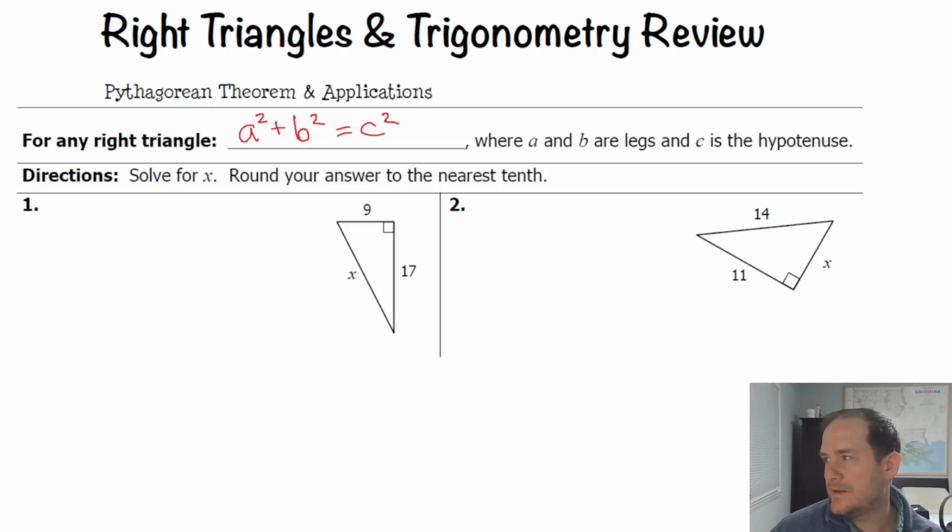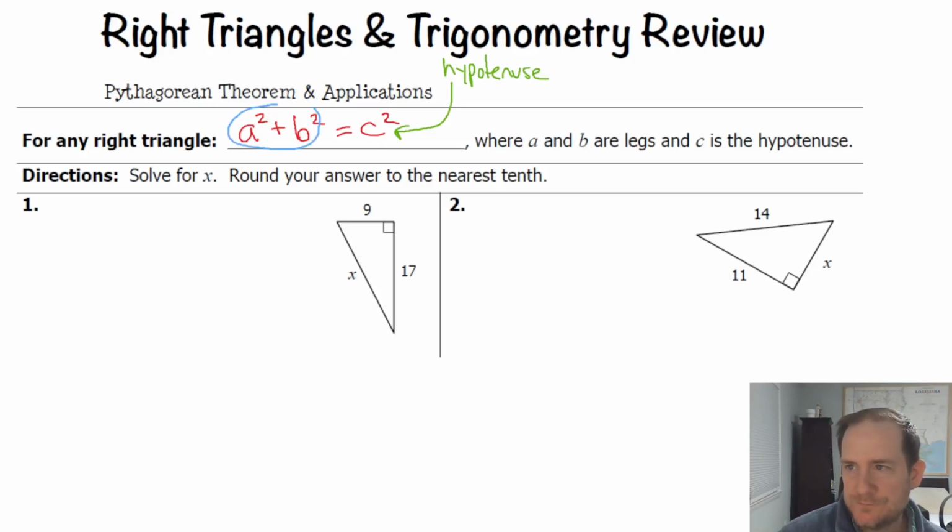And again, the most important thing to remember is c has got to be the hypotenuse, and to remember that a and b are the legs. A and B don't really care which leg is which, but C has to be the hypotenuse, okay?